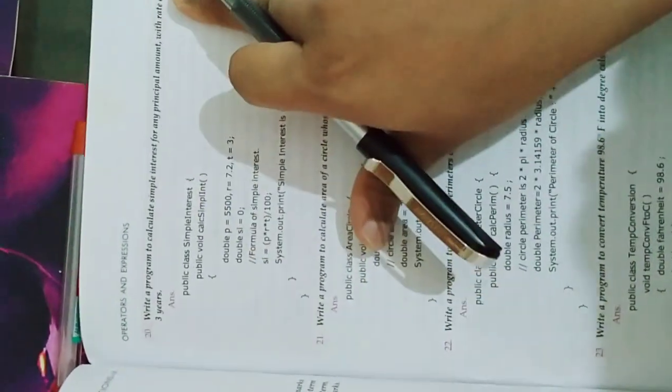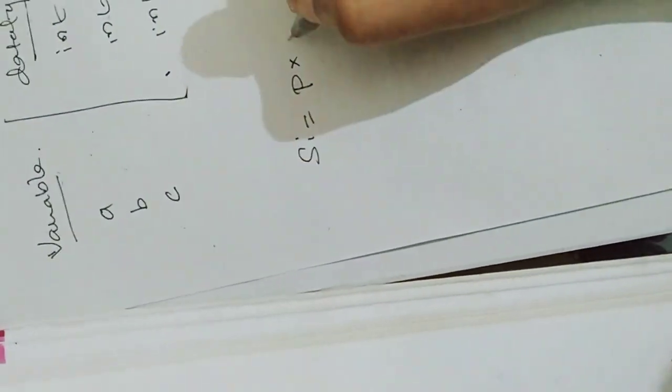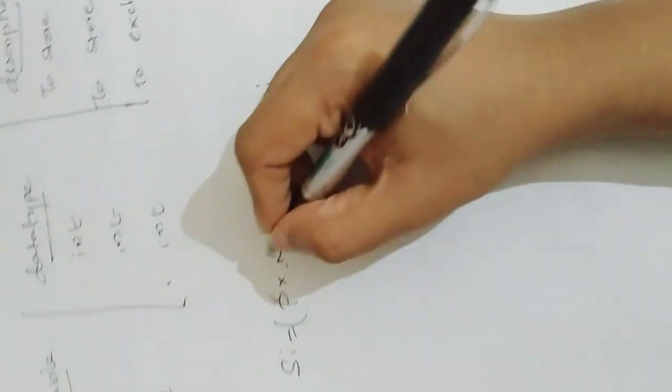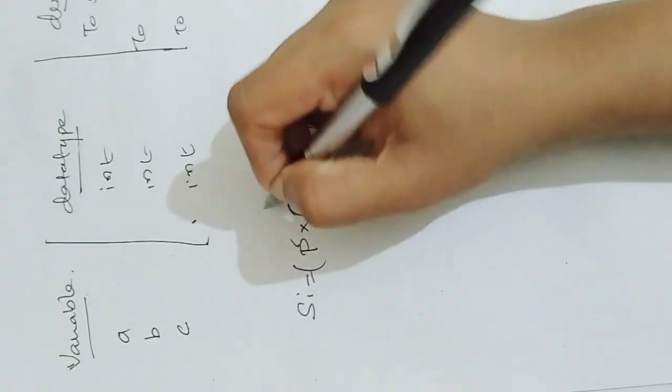Now moving to simple interest. How will you calculate a simple interest? You know the formula, that is, simple interest is equal to P into N into R, the whole divided by 100. P is the principal amount, N is the number of years, R is the rate of interest. Instead of N you can also give T for time period.